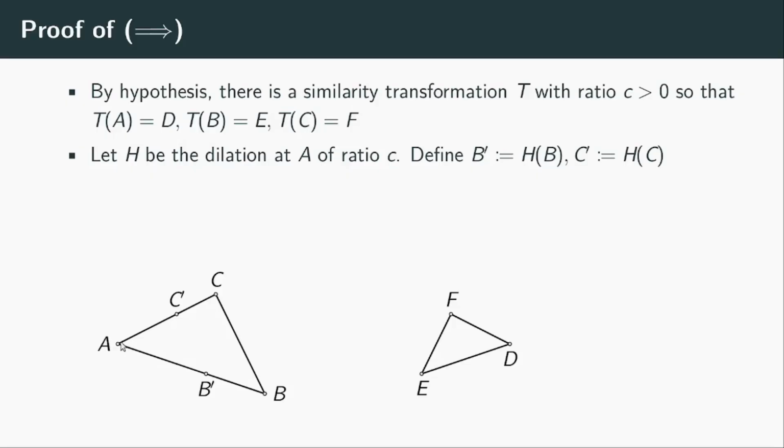All right, so here's my point A here on the left, and I don't remember what ratio I used, but whatever it is, it's the same ratio C as the one for my similarity transformation T that is part of my hypothesis, right? So the fact that it's the same ratio in both cases is an essential part of the argument.